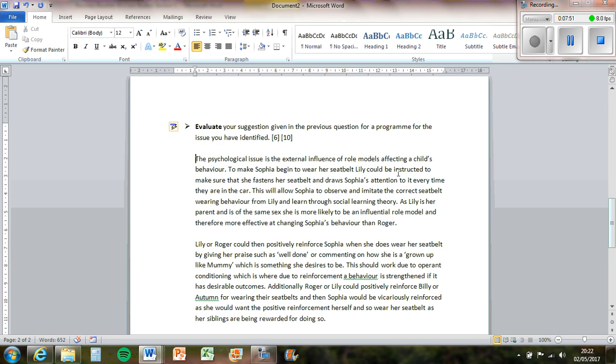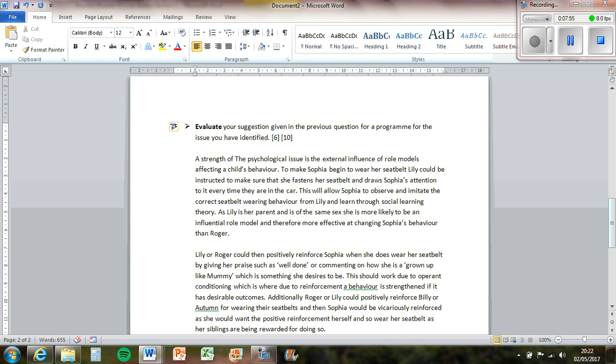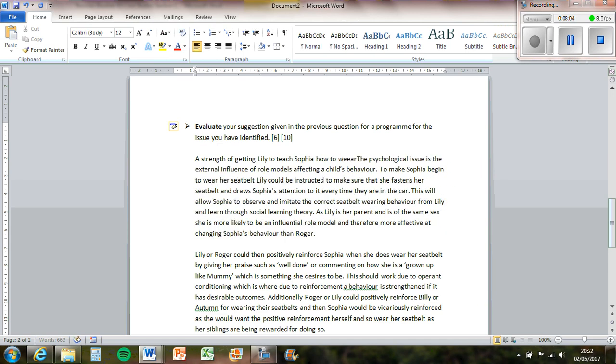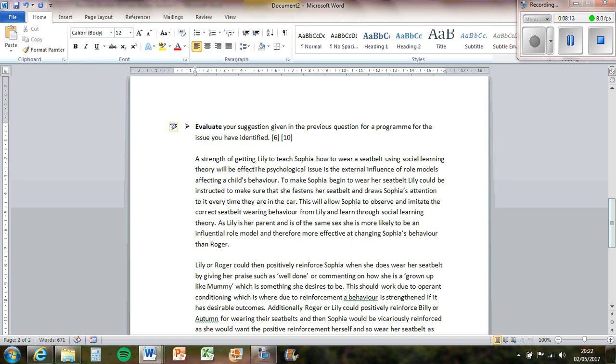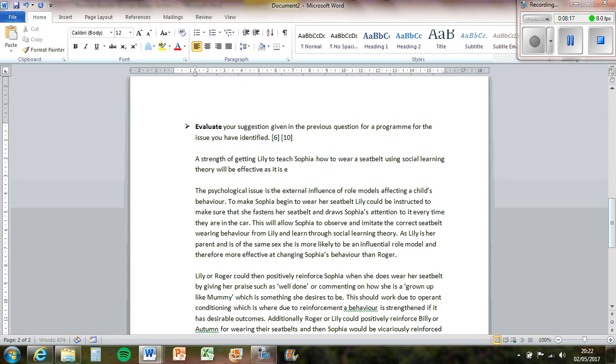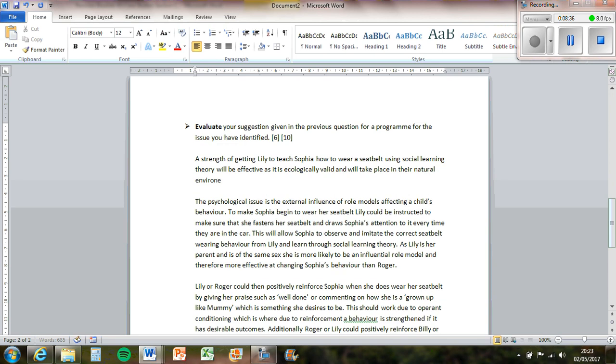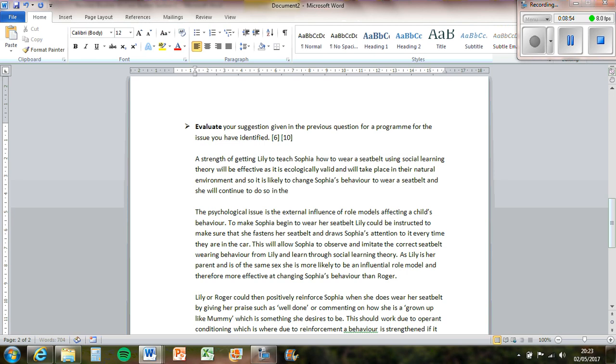So you might say the strength of getting Lily to teach Sophia how to wear a seatbelt using social learning theory will be effective, as it is ecologically valid and will take place in the natural environment, and so it is likely to change Sophia's behaviour to wear a seatbelt, and she will continue to do so in the future.